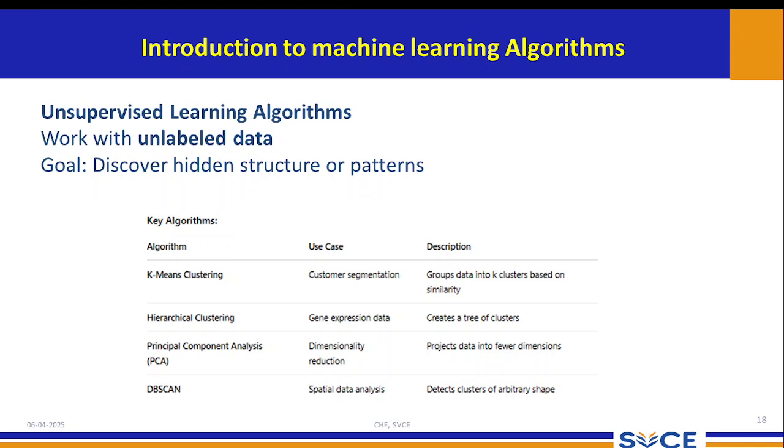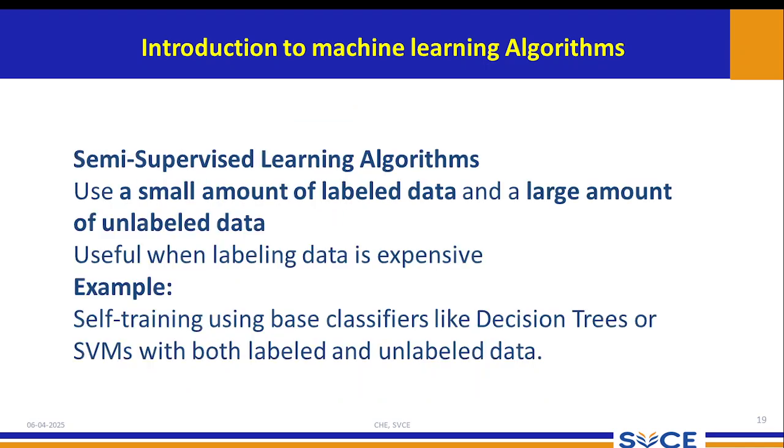Semi-supervised learning algorithms use a small amount of labeled data and a large amount of unlabeled data. I gave an example of face recognition. It is useful when labeling data is expensive. When labeling data is expensive, we can go for semi-supervised learning, with a small amount of labeled data and a large amount of unlabeled data.